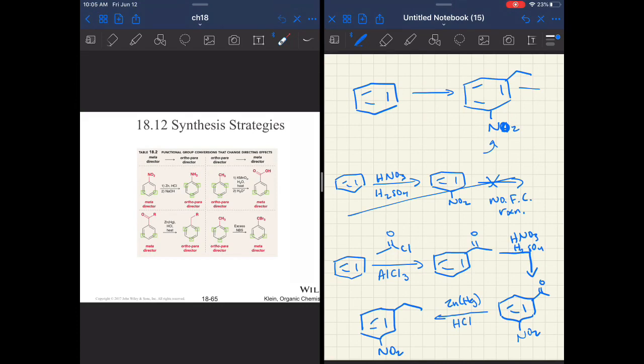And the order is going to be really important, right? If I reduced it first, then the nitro would still go to the OP position. The nitro group has to go on after the Friedel-Crafts. So this is the only order that will give you this particular regiochemistry, this particular isomer.